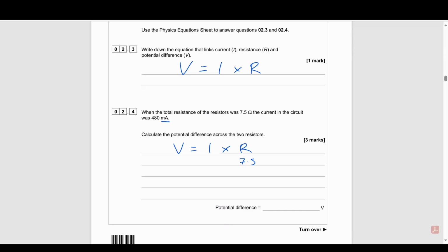But that's not our standard unit of current. Our standard unit of current is amps. So we need to convert milliamps to amps. To do that, it will be dividing by 1000. So that means 480 divided by 1000, and that should be 0.48. So to calculate the potential difference, it will be 0.48 multiplied by 7.5. In our calculator, that would give us a value of 3.6 volts.